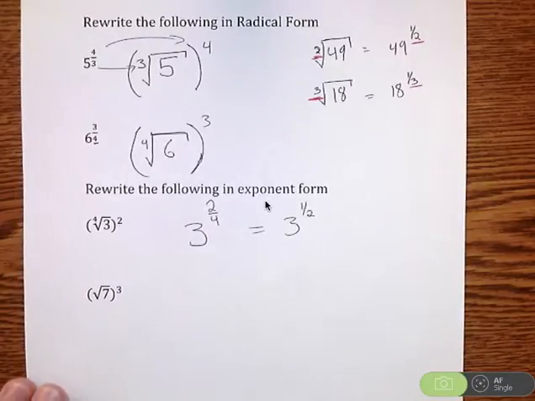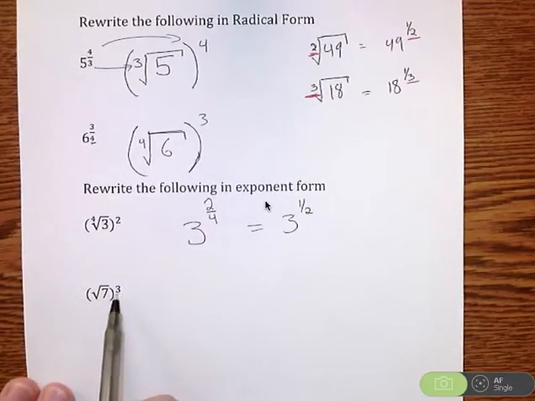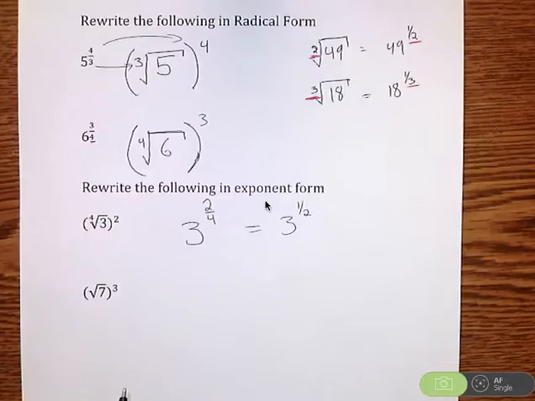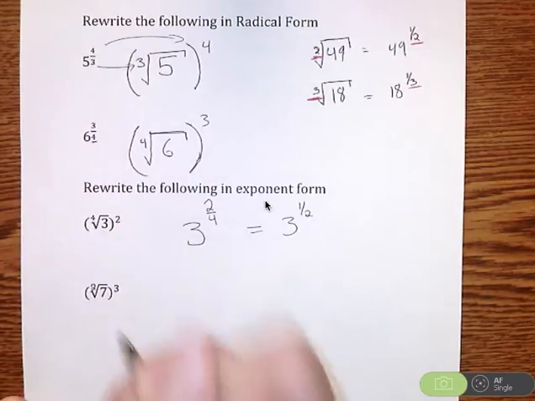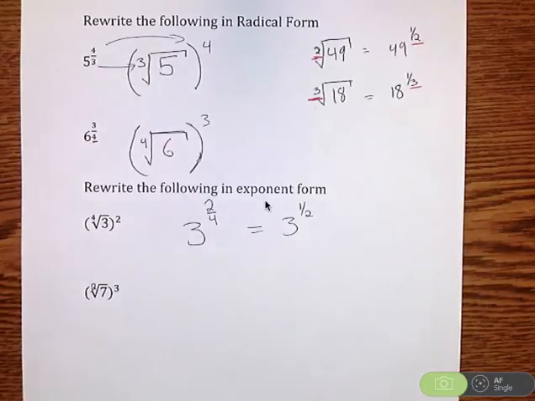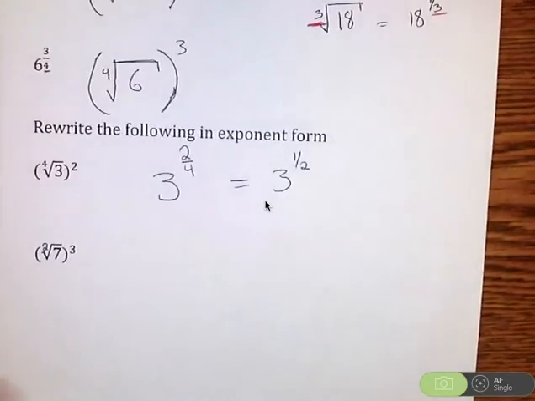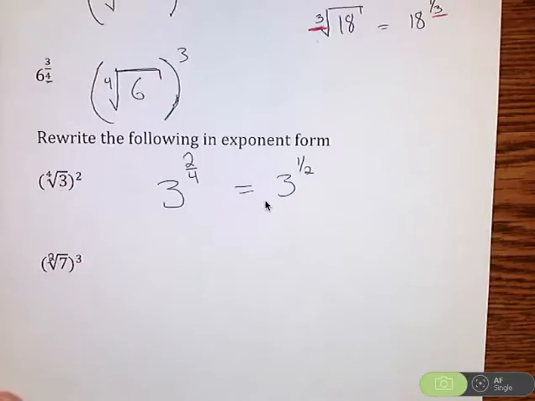Another example here, we have the square root of 7 all to the power of 3. Now this one is a little bit tricky because a lot of people forget, well, there's no number there. Remember, this is a square root. And when you have a square root, that typically means there's a 2 there, even though that might be a little bit hard to see. I wrote in my 2 there.